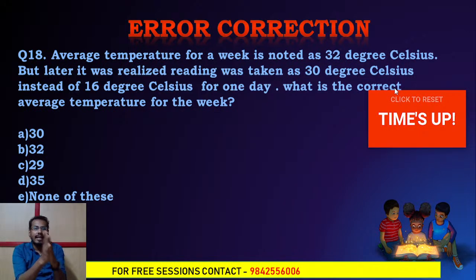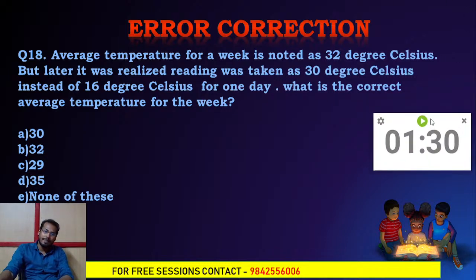Okay, the average temperature for a week is noted as 32 degrees Celsius, but later it was realized that a reading was taken wrongly, 30 degrees Celsius instead of 16 degrees Celsius for one day. So again, this question is for everybody who is going to watch this video: you can get the answer in two different ways. So always use the shortcut method. But first I will explain the traditional method.